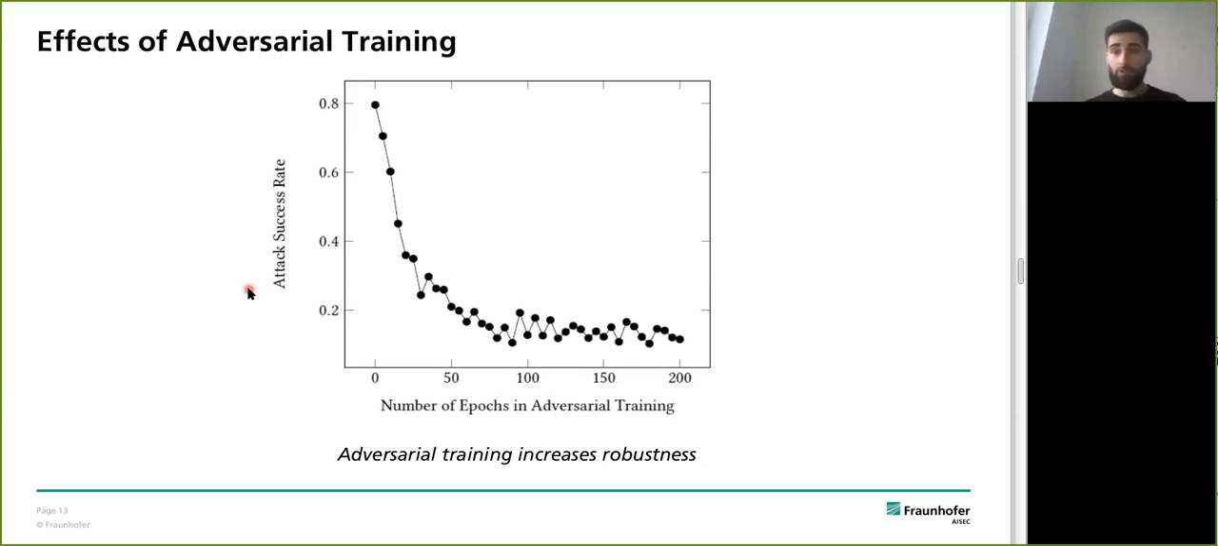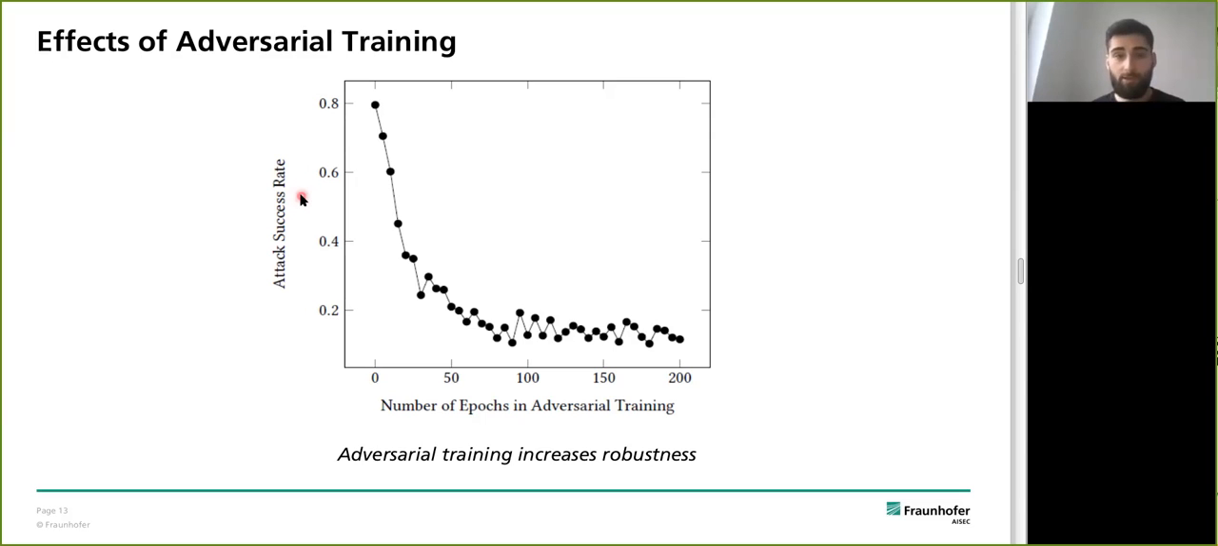So what is the first observation of our experiments? Well, we adversarially retrained the neural network for 200 epochs and attacked multiple instances of this neural network with the FGSM attack method. On the x-axis, we see the epochs we trained the neural network with adversarial examples, and on the y-axis, we can see the attack success rate.